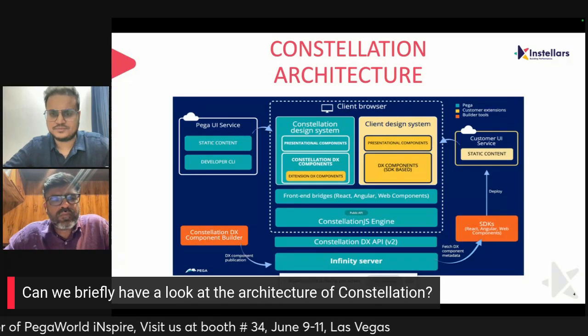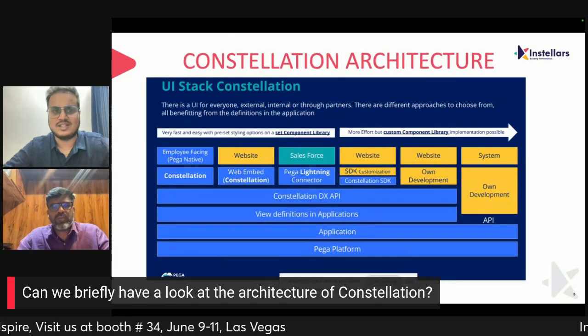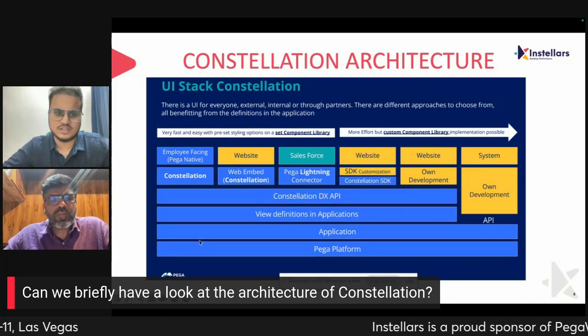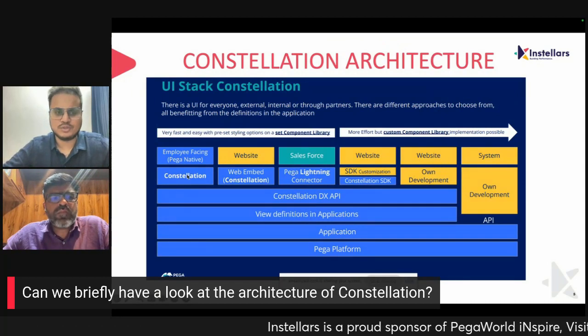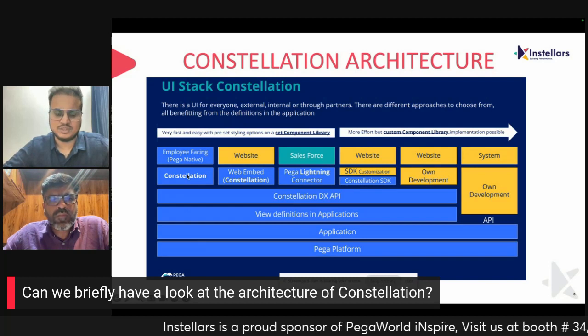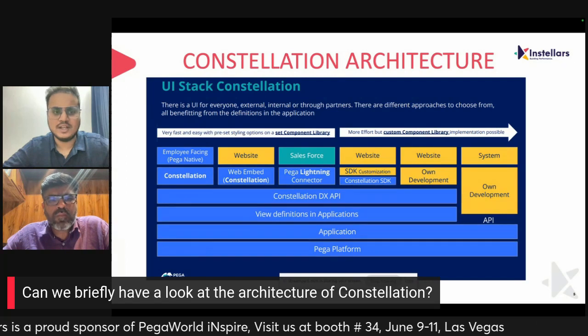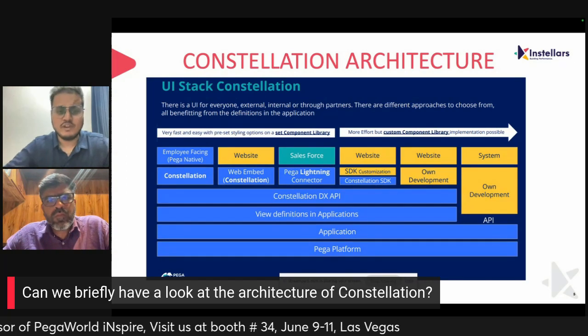And then if you go further and see how this entire stack of Constellation works, we can create multiple kinds of applications in Constellation. In Constellation, you can use a Pega native app using the components which the Pega DX component builder comes with, and then you can create web embed Constellation.